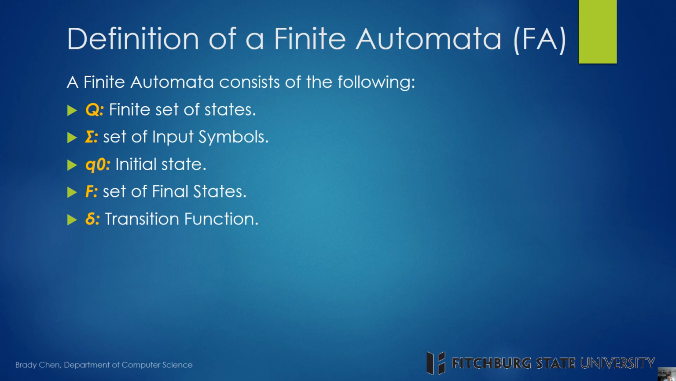So now let's define a finite automata. A finite automata consists of the following 5 elements, we call it a 5-tuple. The first element is the set of states, and this set of states must be finite. The second one is a set of input symbols. For example, you can say 0, 1 or A, B, C. It's a set of input symbols.